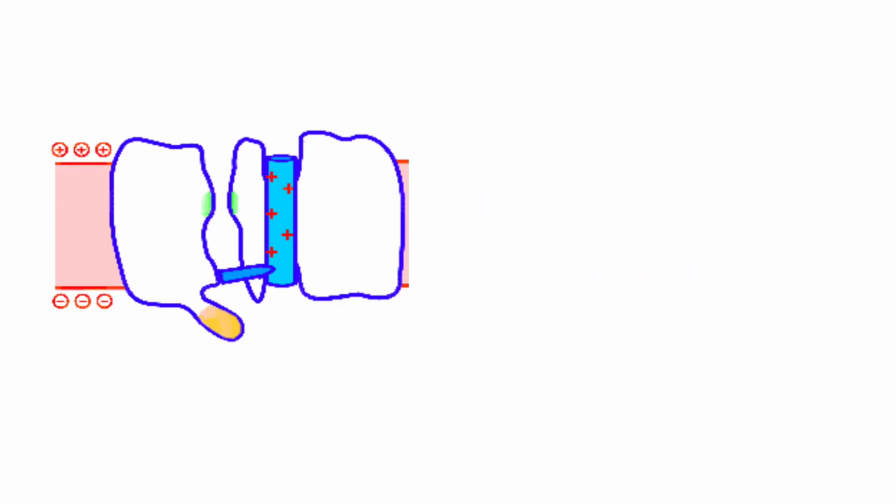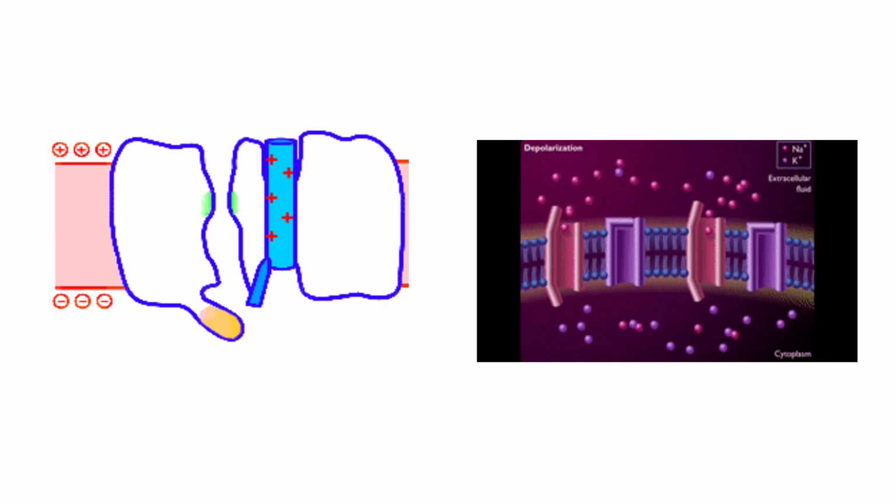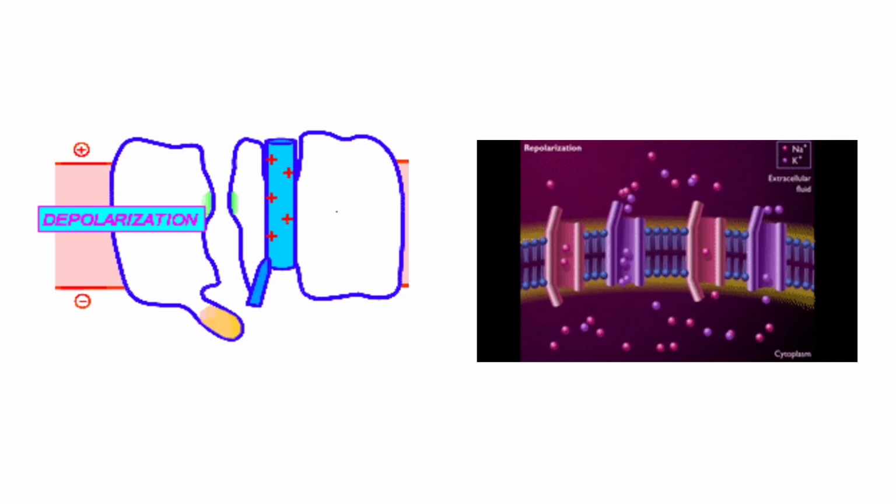So here we can say S4 is moving up and the activation gate is opening. After a certain time, on the right hand side picture, we can say the inactivation gate is closed, and after that, again the activation gate will be closed.